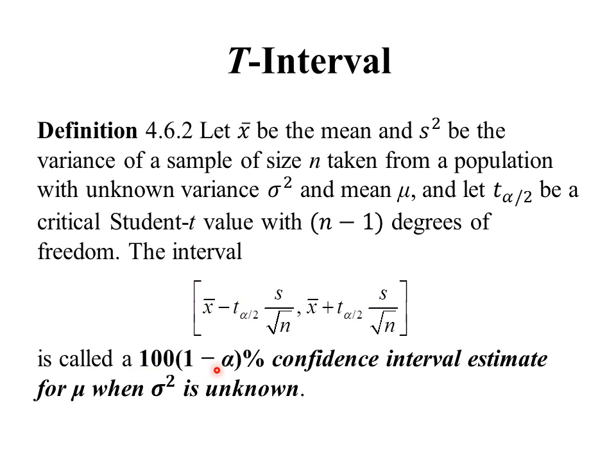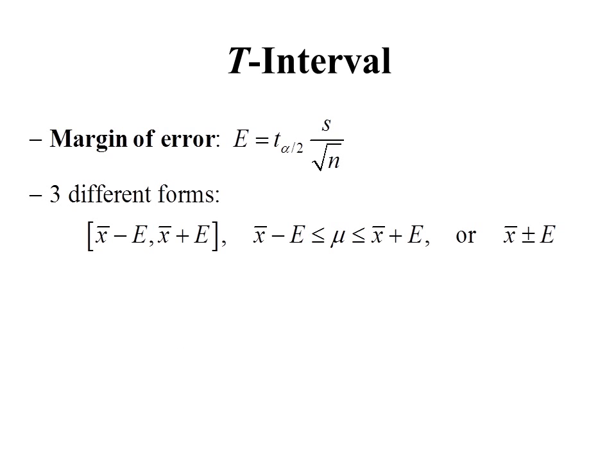Now, this number 100 times 1 minus alpha % is called the confidence level, just like we did in the previous section. Now, this quantity t times s divided by square root of n that appears on both ends of the confidence interval is called the margin of error and denoted capital E. So then in this notation, our confidence interval can be written in three different forms. This first form is the form that's given in the definition, x bar minus E up to x bar plus E. This second form is the same, just given in inequality notation. And the last form is simply x bar plus or minus E. In our calculations, we're going to use this form.